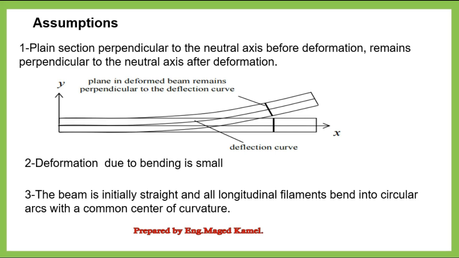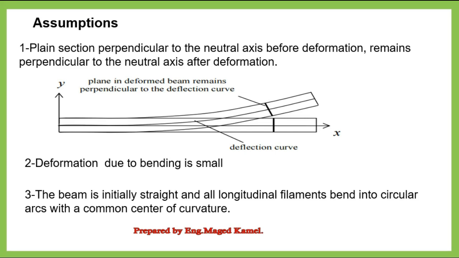After deformation, the beam will take the form of a curved shape, and the perpendicular section will no longer remain vertical, but will still be perpendicular to the neutral axis. The section will remain perpendicular to the neutral axis after deformation. Second assumption, the deformation due to bending is small.